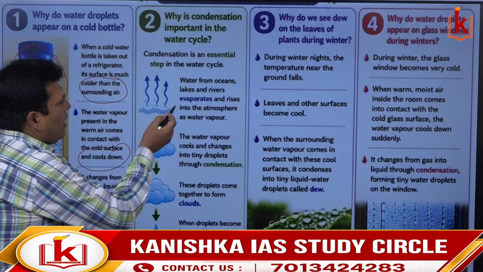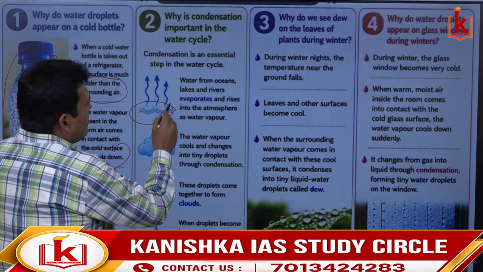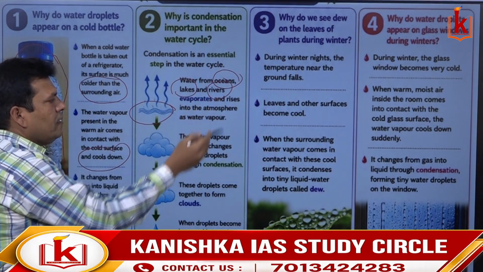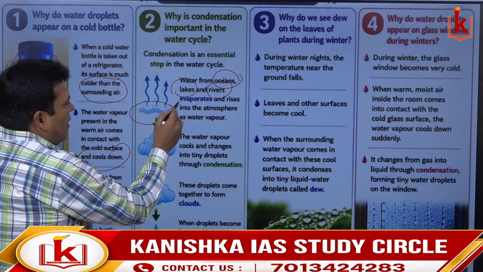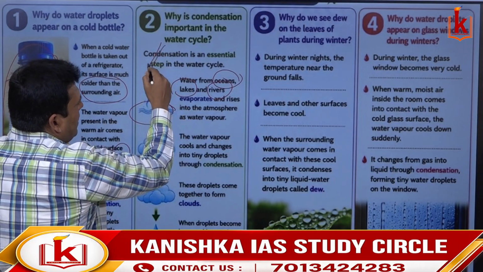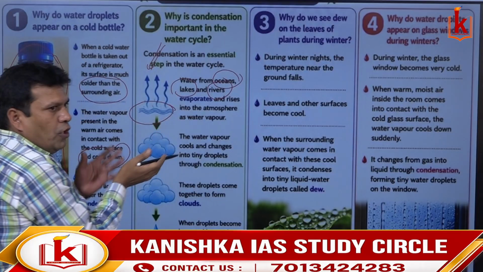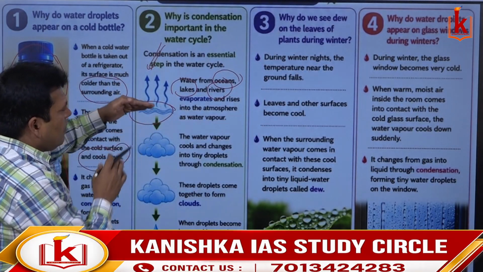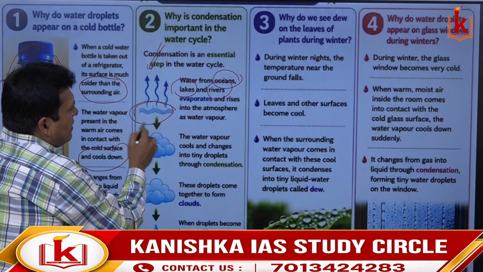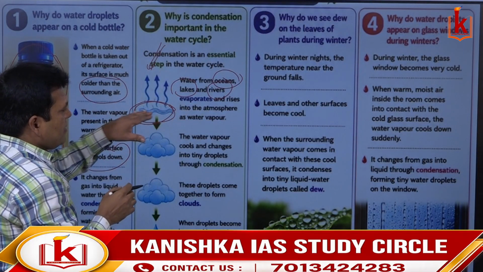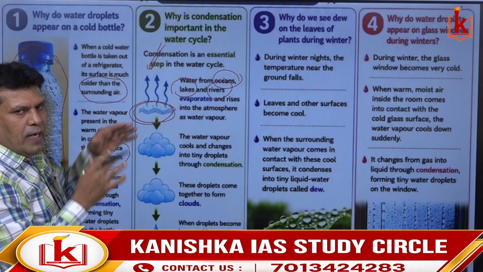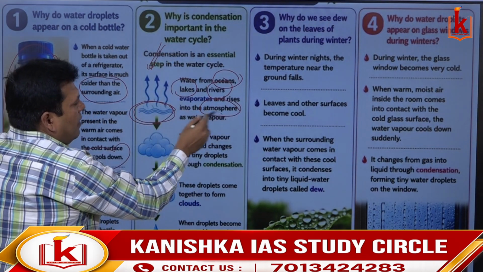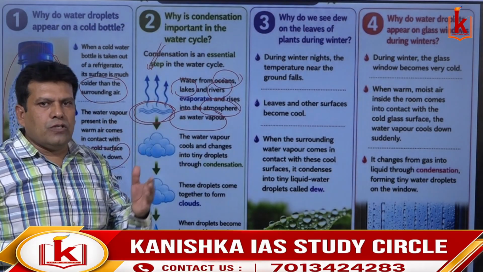Along with that, there is water in the oceans, lakes, rivers, streams, ponds, etc. When the sun's radiation hits the water bodies, they get warmed up or heated up, and the water evaporates. That means the water which is in liquid form converts into gaseous form and rises. It moves into the atmosphere and finally turns into water vapor.